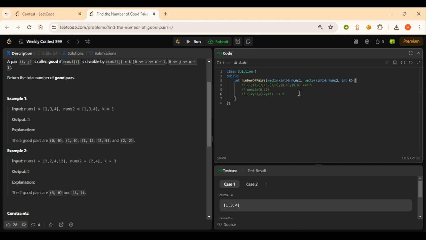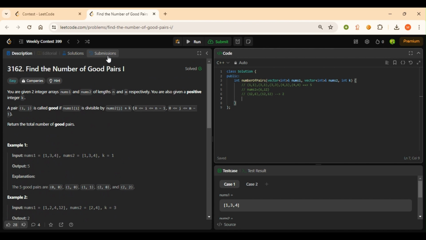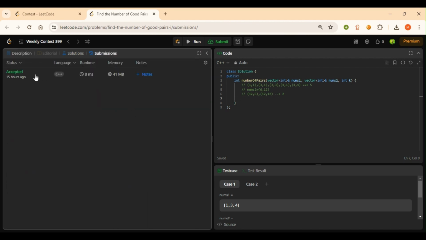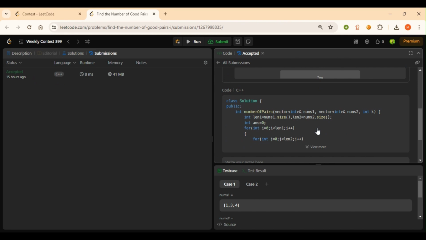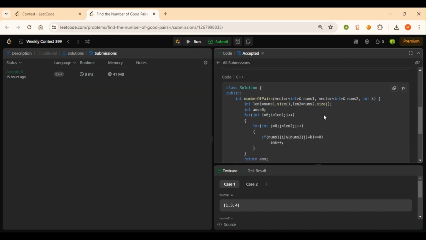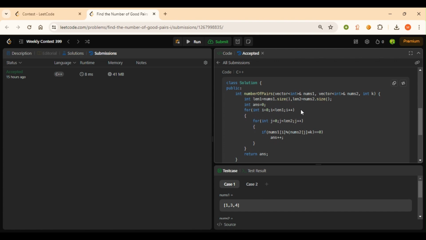Since the constraints are very low for this problem, I have just brute forced it. I can show you my solution here. I just iterated through both of those vectors. The outer loop is for the first vector, and the inner loop is for the second vector. If the first number is divisible by the number in the second array, then I increment the answer and return the answer. So that's the first problem. Let's go for the second one.